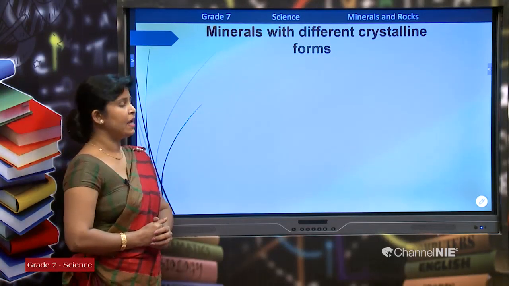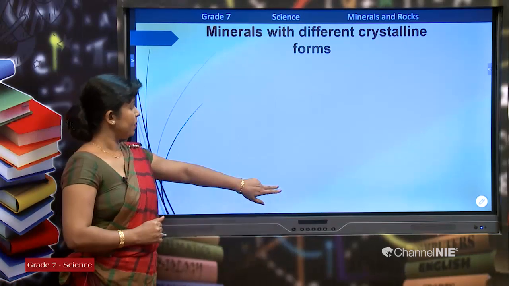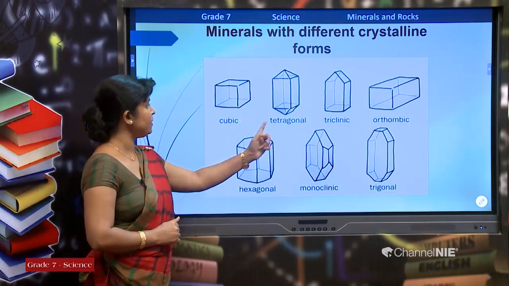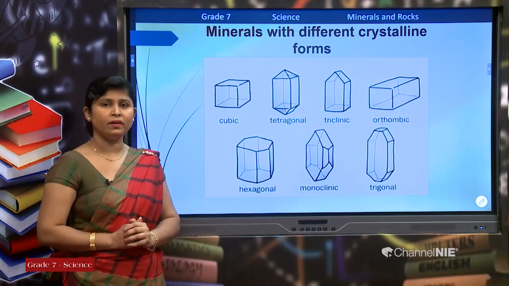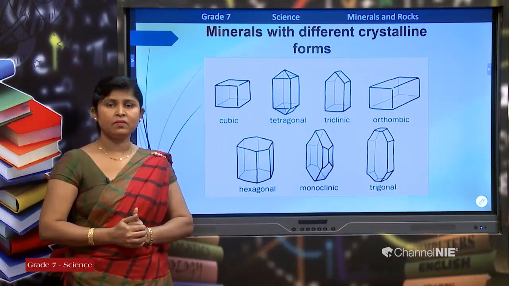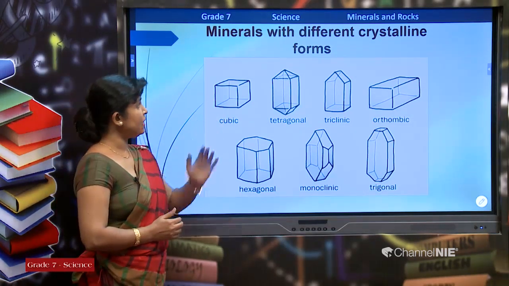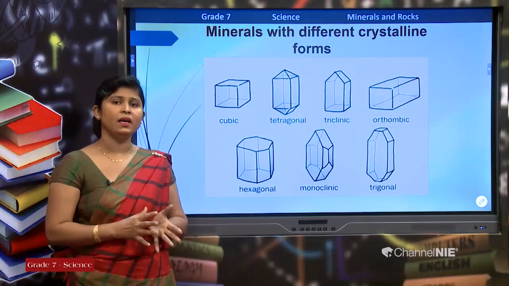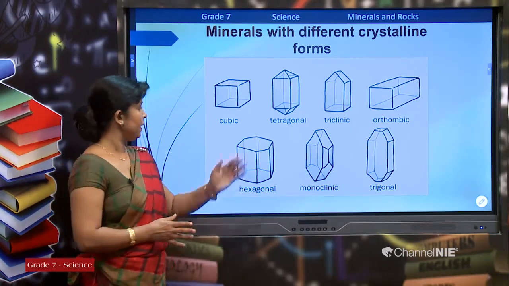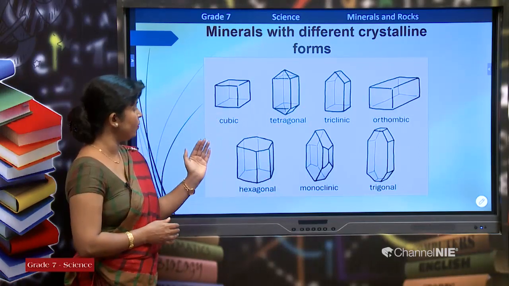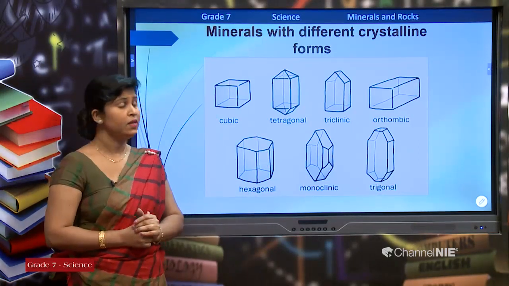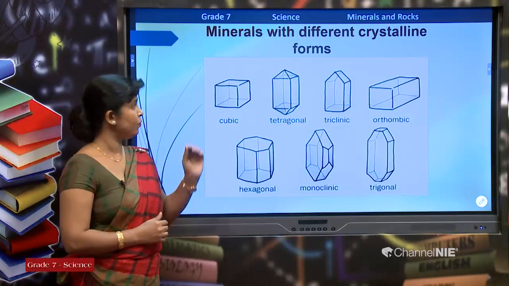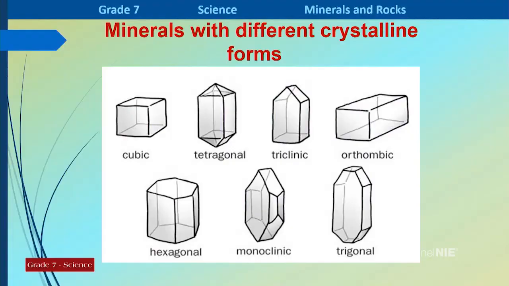Minerals with different crystalline forms, right. Look at the pictures given on the screen. Actually, the names of these crystalline forms are not so important. What I wanted to emphasize here was that minerals are in different crystalline forms. They have different shapes. That is what I wanted you to understand, right. Because they have an orderly arranged structure, there are specific or identical shapes for minerals, right. Then you can understand that there are different shapes.